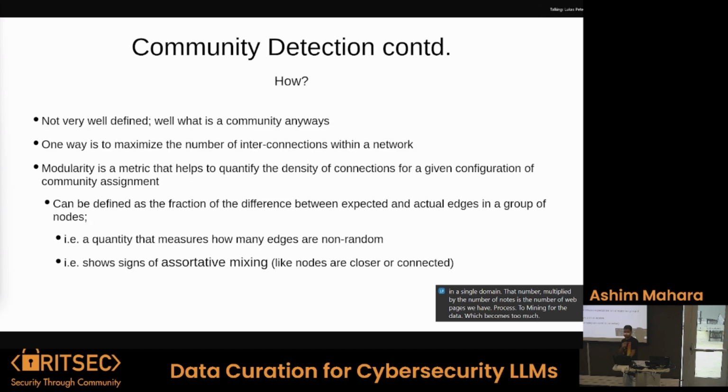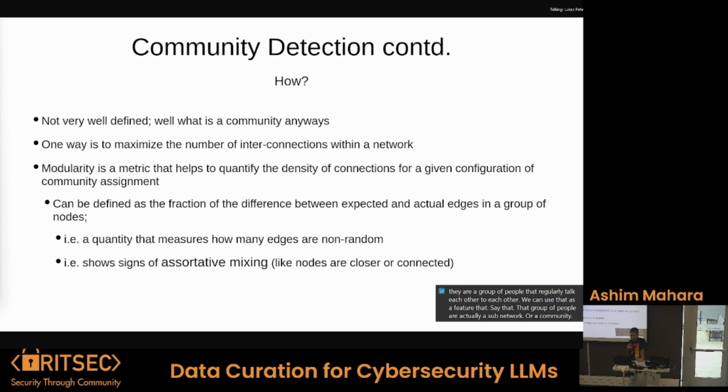So again, community detection is not very well defined too. There are ways that communities can be defined. One of the ways that people do community detection is maximize the number of interconnections within a subnetwork, which means that if there are nodes that continuously or regularly talk with each other, or even a group of people that regularly talk to each other, we can use that as a feature that says that group of people are actually a subnetwork or a community.